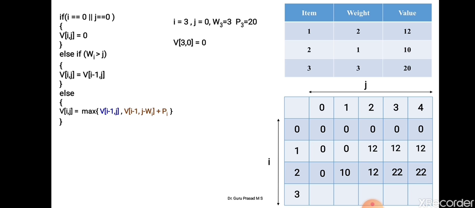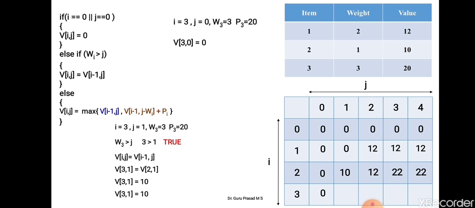Next, the last row: i equal to 3, j equal to 0. The if condition is satisfied because the j value is 0, so V of 3 comma 0 equal to 0. Next, i value 3, j value 1. Compare w3 with j: 3 greater than 1, true. So control goes inside the else if part. V of 3 comma 1 equal to V of 2 comma 1. The matrix 2 comma 1 value is 10. So V of 3 comma 1 value is 10.